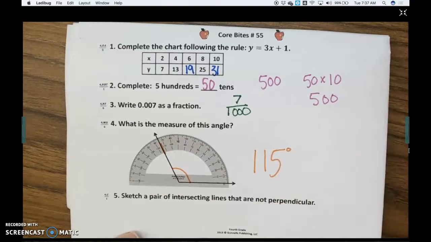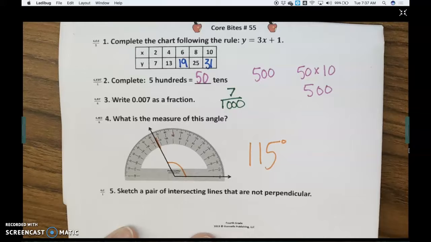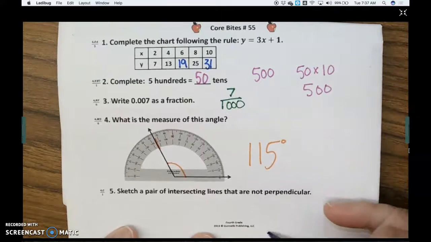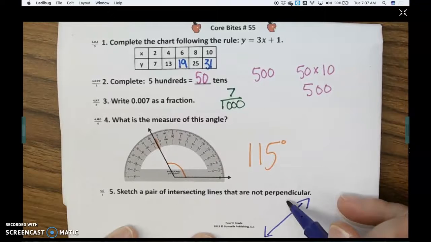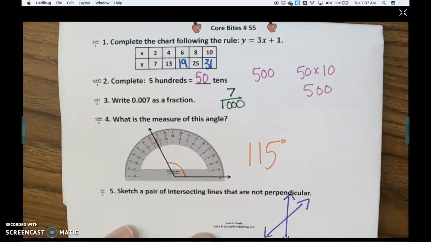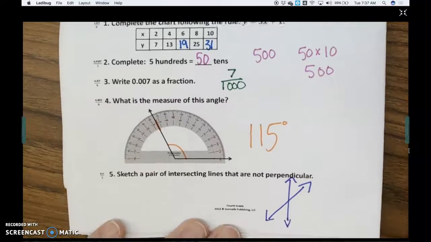And then for the last one, it says sketch a pair of lines that are not perpendicular. So perpendicular means two lines would cross like at an intersection right at 90 degrees, like a plus sign. So you want to do some that are not like that, okay? So anything that is not at a right angle like a plus sign for this one would work, okay?